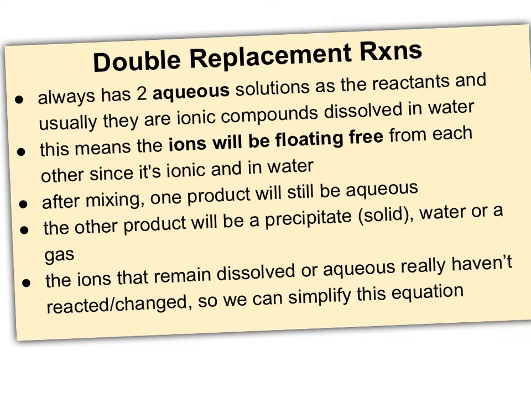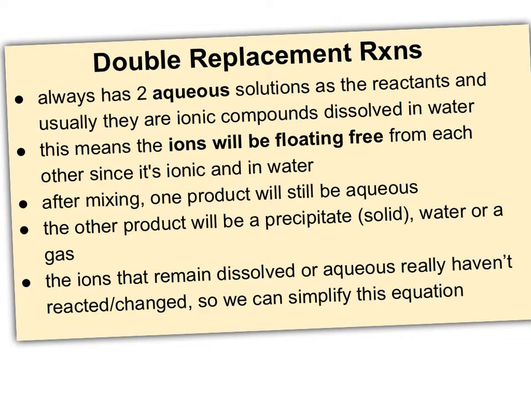So double replacement reactions, remember, always start with two aqueous solutions as the reactants. And usually these aqueous solutions are ionic compounds dissolved in water or possibly an acid or base. And that means there will be ions floating free from each other since it's ionic and it's in water.